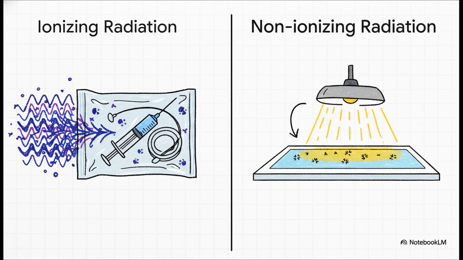Then you have non-ionizing radiation, which is mostly UV light. Think of this one as more of a surface cleaner. It doesn't penetrate well at all, but it is fantastic for zapping microbes in the air, in water, or on the surfaces of lab benches.